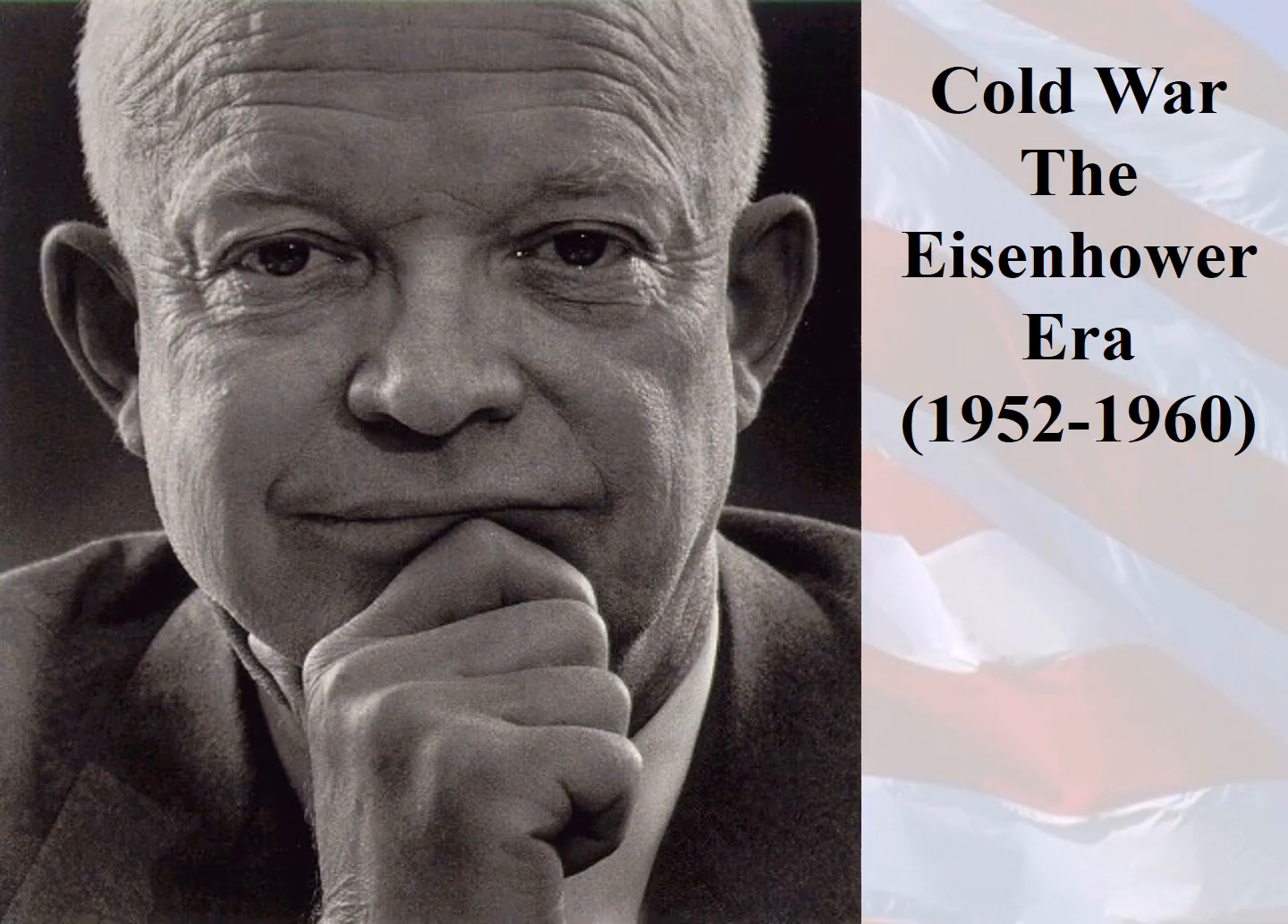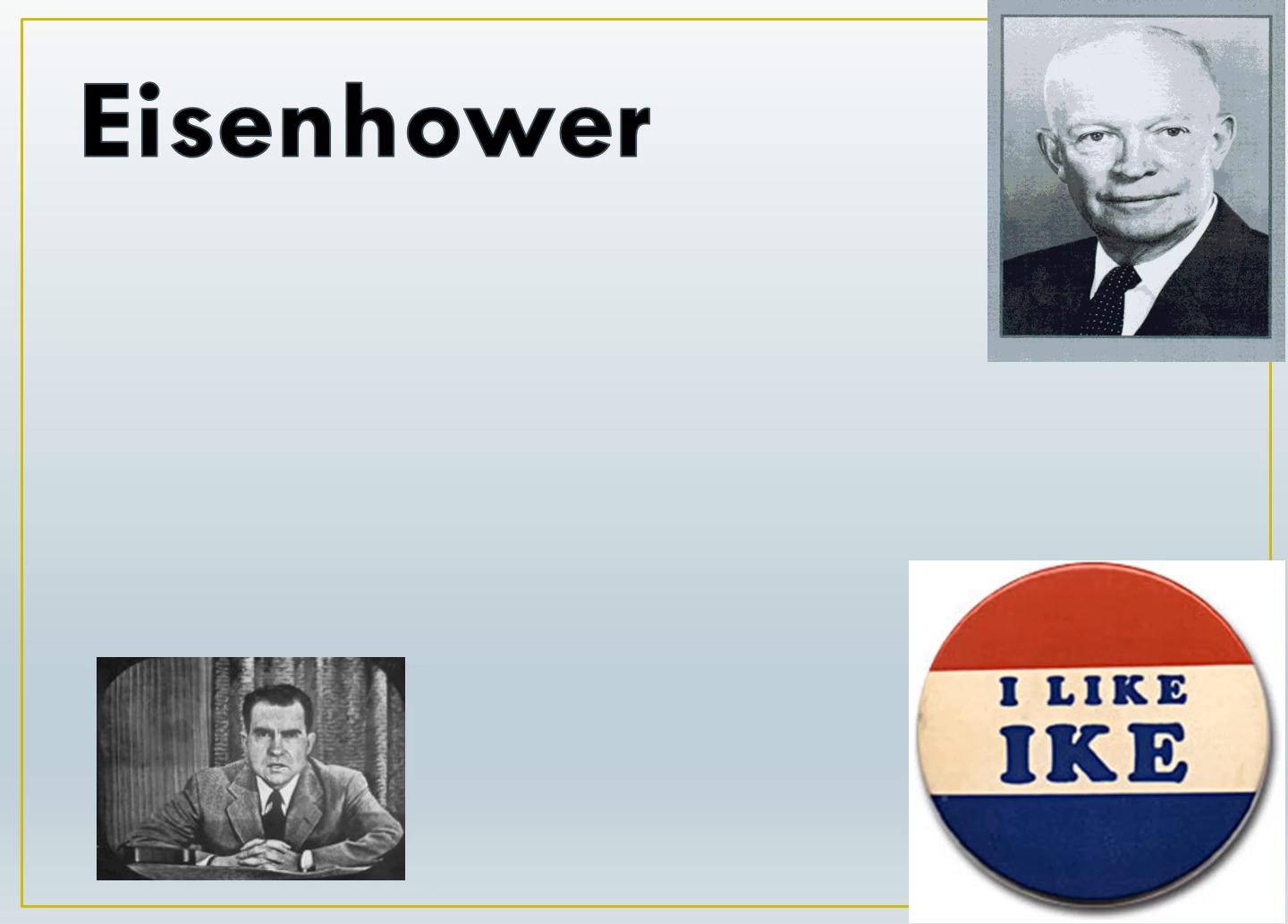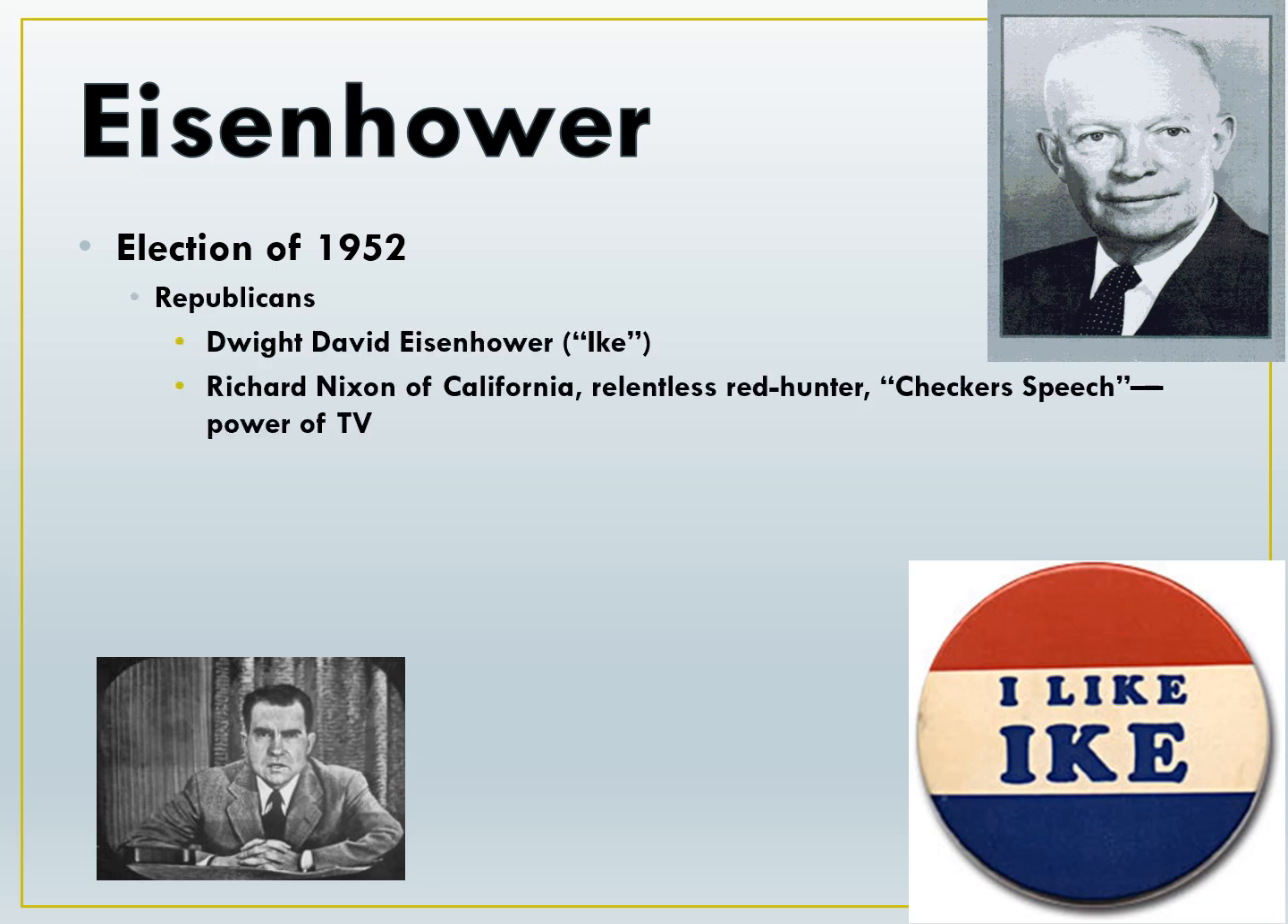All right. During the Eisenhower era, Eisenhower becomes president in the election of 1952. And of course, Dwight D. Eisenhower was the head of the military force, Allied commander in World War II in Europe. He doesn't go up against Nixon. Nixon's actually going to be his vice president. He was known as the relentless red hunter. He almost loses out on this.